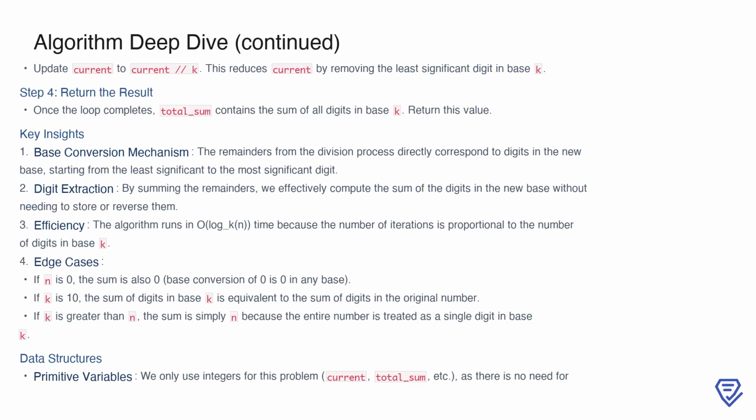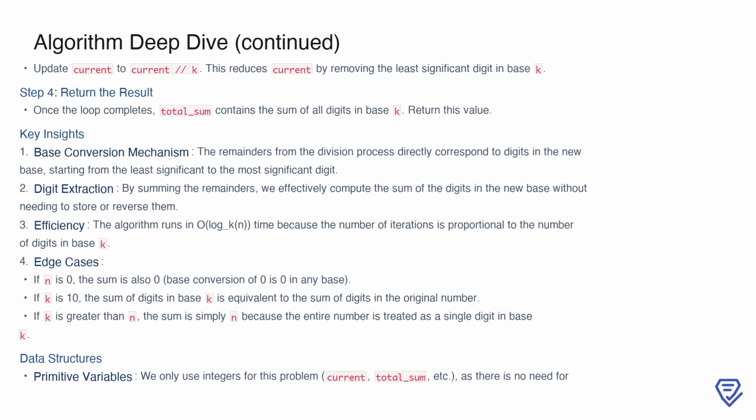Now, as we perform the base conversion iteratively, we keep dividing the current number by the base and extracting the remainder at each step. This remainder represents the next digit in the base k representation. We add this remainder to total_sum, which accumulates the digit sum as we go. After processing the remainder, we update the current value by performing integer division with k. This operation effectively removes the least significant digit in base k, preparing current for the next iteration.